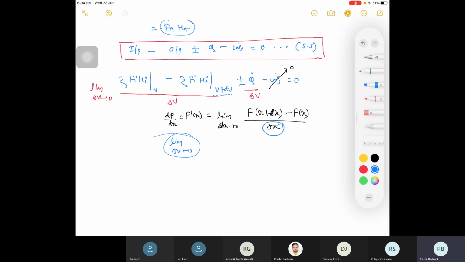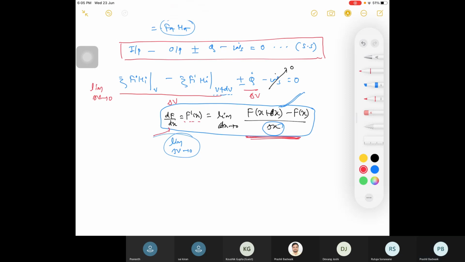So what will be your equation then? Anyone? Actually, we have to take delta V tending to 0. You can see here, you can use this equation. This final term is given, and the limit and everything is given. That will be your f dash x, that is df by dx.